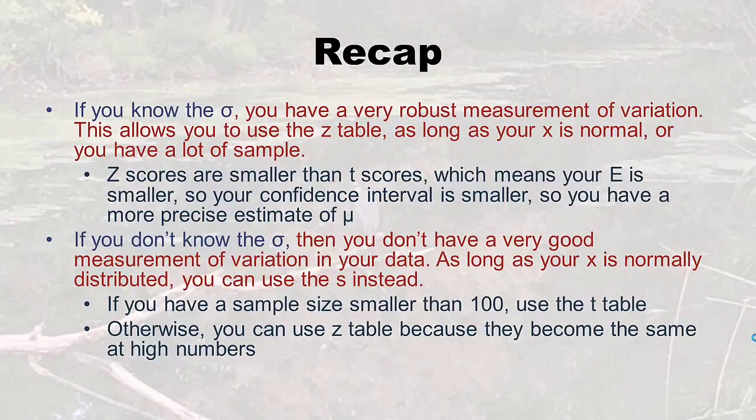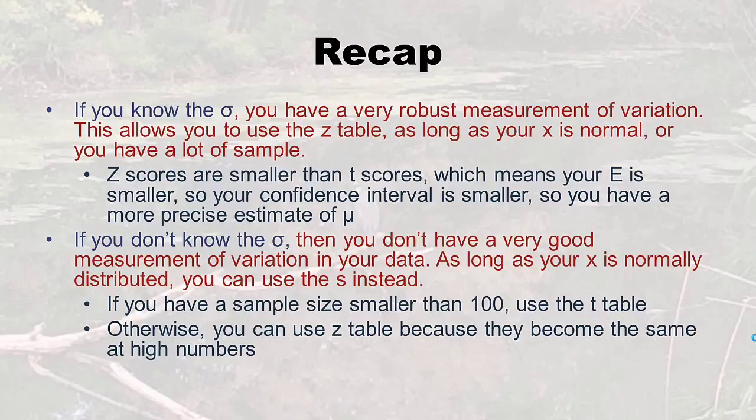And z-scores are smaller than t-scores, which means that your margin of error is always going to be smaller if you can use the z-table. So your confidence interval will always be smaller if you can use the z-table. That means you have a more precise estimate of mu. The smaller your confidence interval is, the more you kind of know where mu might be. And you like that. So using the z-table is great, and that's what's great about having a population standard deviation.